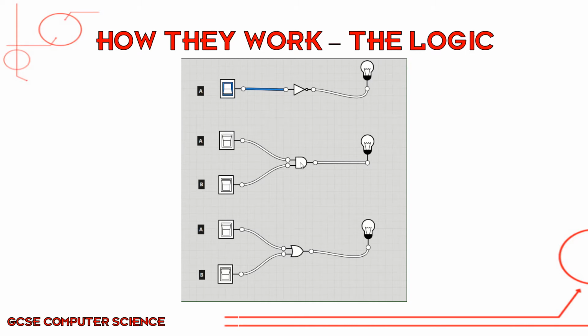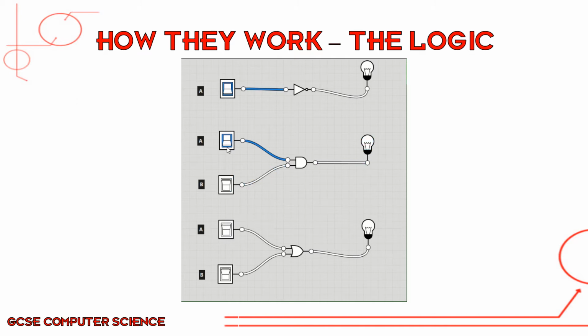Now if we look at the next gate, this is the AND gate. We've got two switches here and they are both set to 0 at the moment, and we can see that the bulb is turned off. So if we turn A to on, you can see that the bulb is still turned off. If we turn B to on, you can see that the bulb is still turned off. But if we turn both of the switches on, A and B are on, so the bulb is lit, and that's why it's called the AND gate.